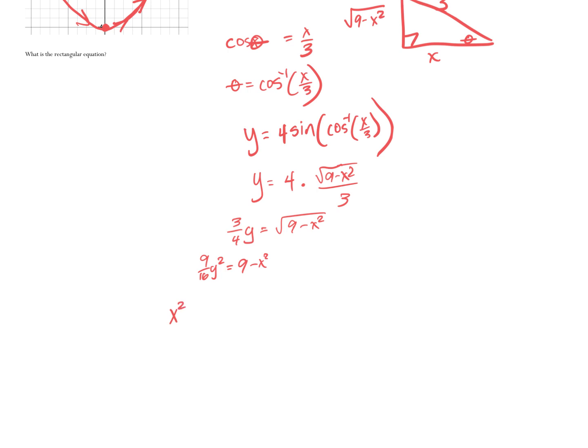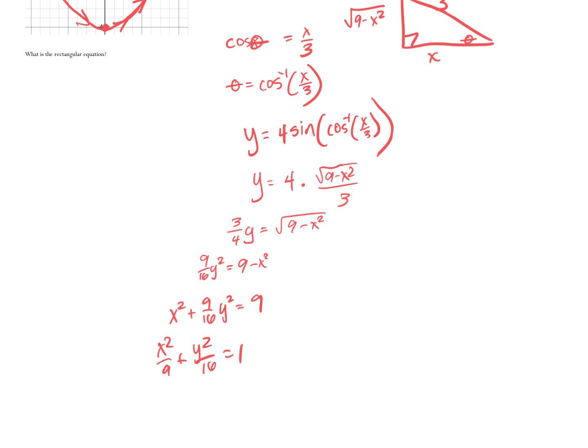That would be x squared plus 9 over 16 y squared equals 9. And then if I divide that through by 9, I get x squared over 9 plus y squared over 16 equals 1. And now we have, in fact, the equation of an ellipse, which is kind of where we start, from what we did yesterday.